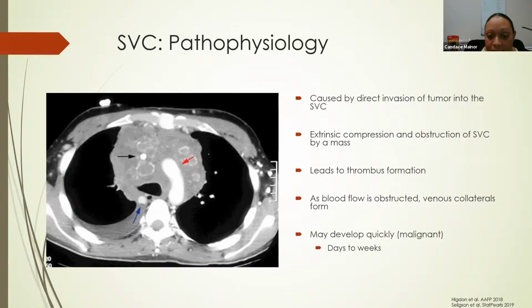SVC syndrome is caused by the direct invasion of tumor into the SVC. It can also be caused by extrinsic compression and obstruction of the SVC by a mass, namely a malignant mass. SVC syndrome can lead to thrombus formation. And as such, blood flow is obstructed, and most patients, depending on when they are diagnosed, can already have venous collateral formation. This may develop quickly, particularly if it's from a tumor that is highly proliferative, on the order of days to weeks.